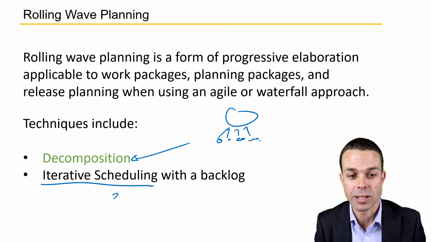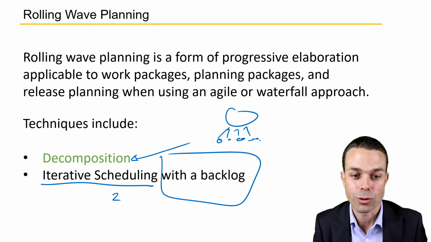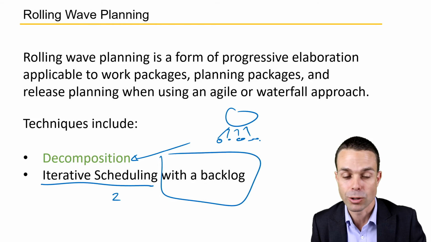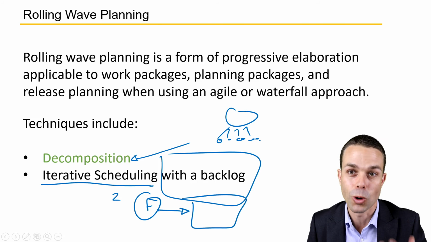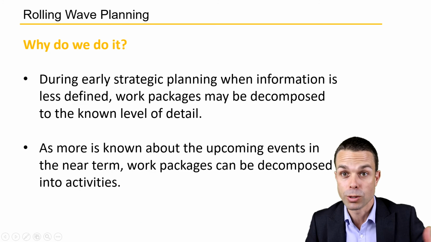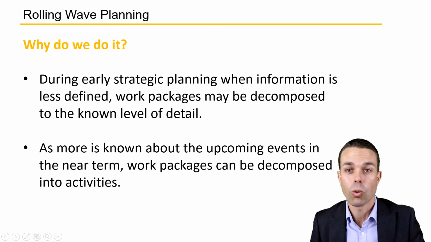And iterative scheduling, so our iterations of 2 to 4 weeks, and of course with a backlog of work. The product owner will have a look at that backlog of work and say, I want this feature, and then that backlog item gets put into the iteration to work on. That's when we go into much more detail. So why do we do this?